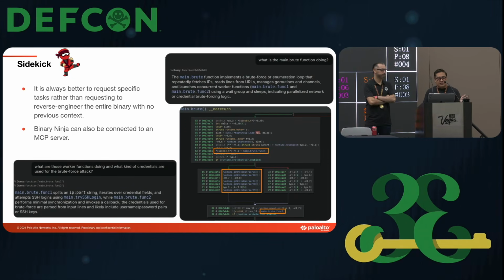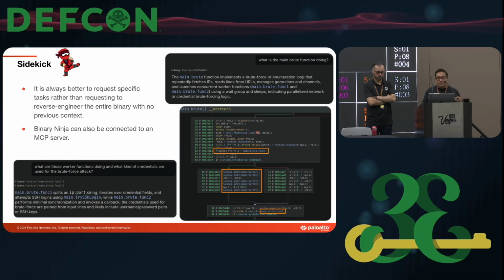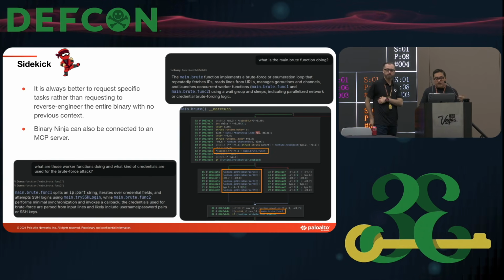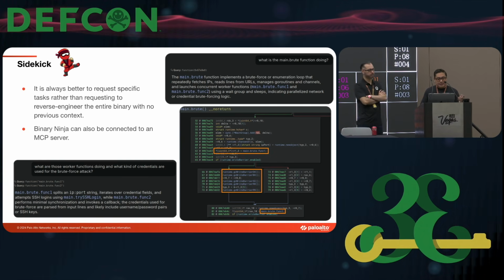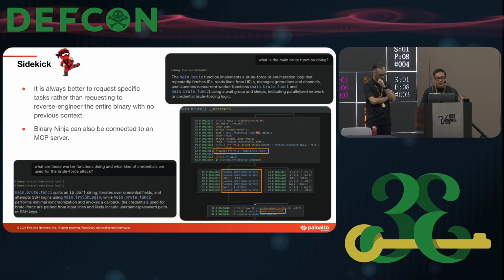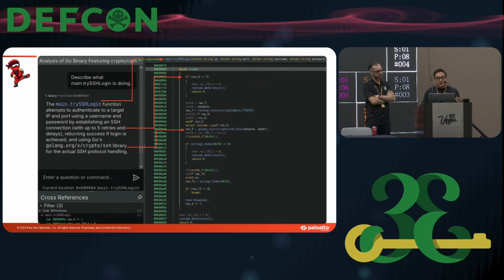So as you can see here, it just tries to ask questions for specific functions that were in the binary. For example, what is the main brute function doing? And it tells you, okay, it is enumerating IPs and reading from certain URLs, and then it is passing that to the try SSH logging function. So I ask, okay, now describe to me what try SSH logging is doing.